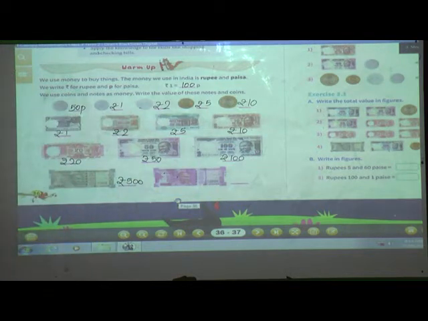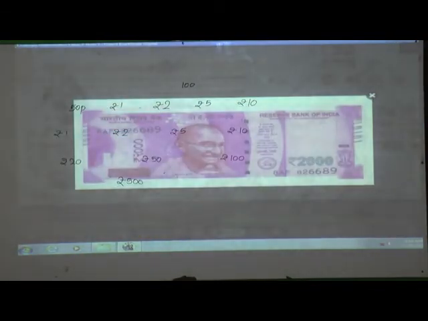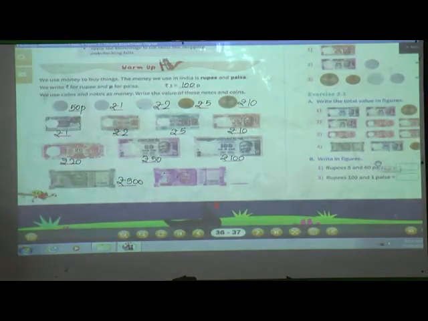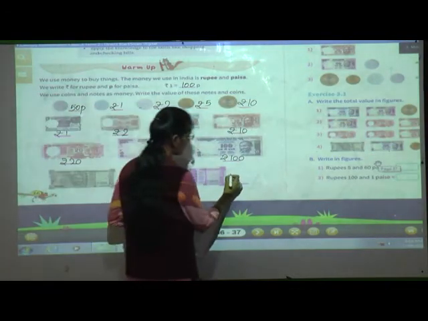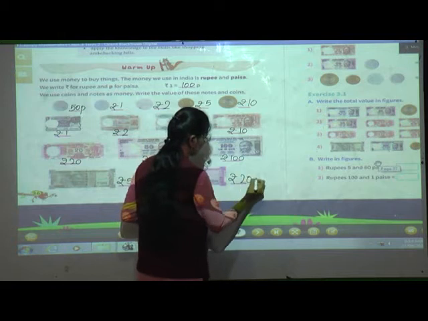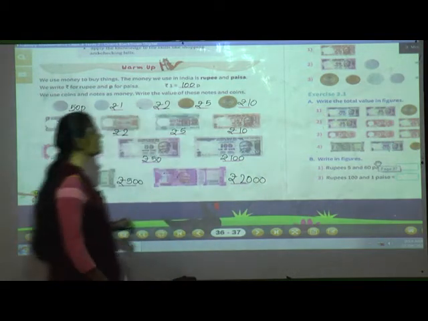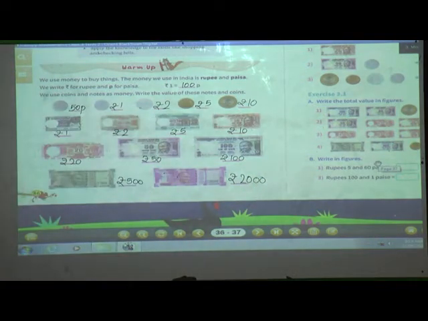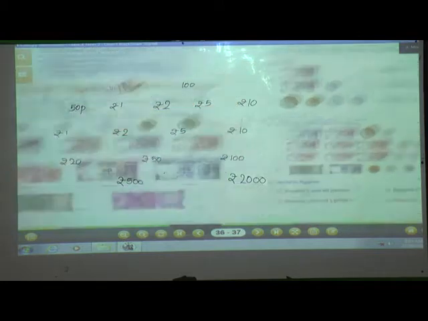Then see the last note. Which number can you see on the note? See, it is a 4-digit number. Yes, read the number. It is 2000. Correct. It is a note of 2000. So we will write here rupees 2000. Okay, clear about the notes and coins? Okay, now we'll move to the next part.